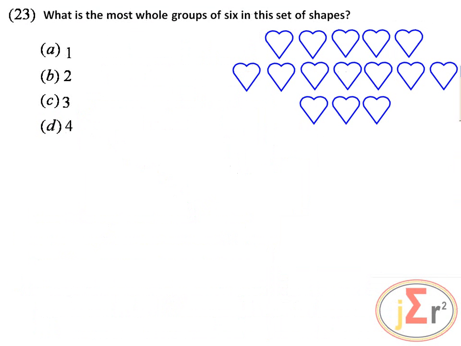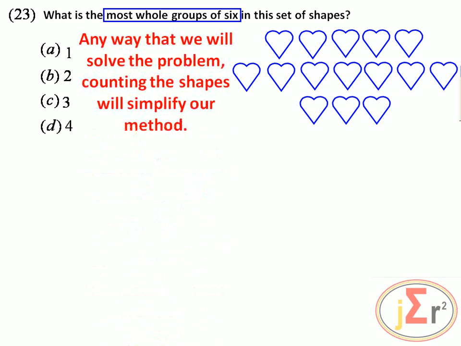What is the most whole groups of 6 in this set of shapes? 2. And Jerry is saying that it is 2 already. What did you say, Jerry? 2. Okay. Anyway, we will solve this problem. Counting the shapes will simplify our method.